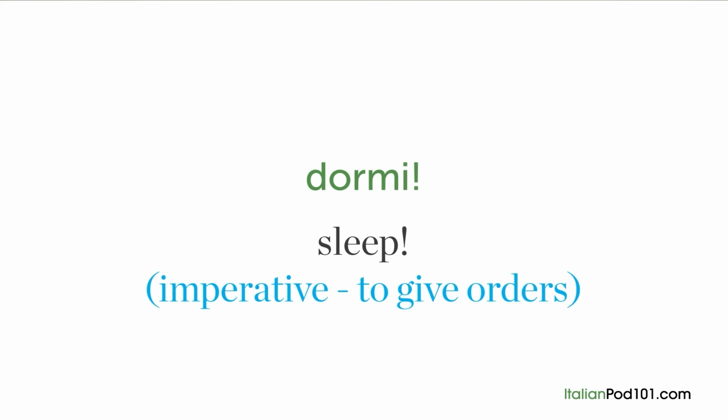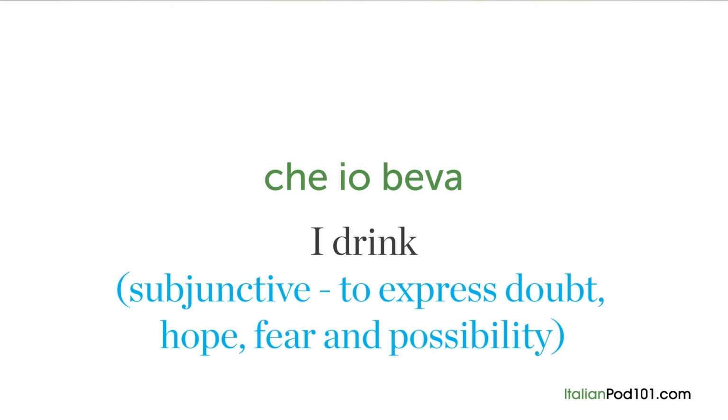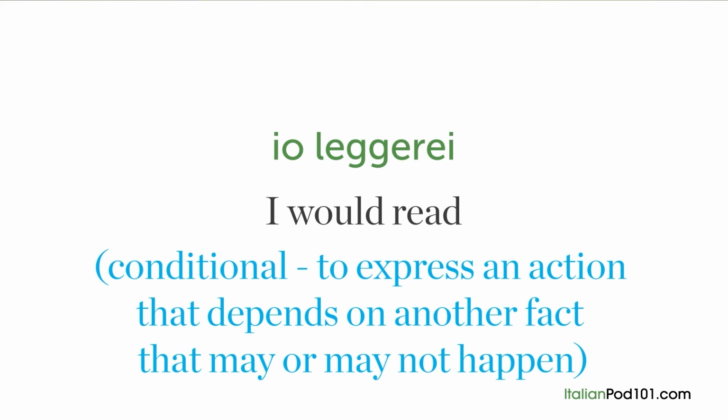The imperative, to give orders, for example, dormi, sleep. The subjunctive, to express doubt, hope, fear, and possibility, for example, che io beva, that I drink. The conditional, to express an action that depends on another fact that may or may not happen. For example, io leggerei, I would read.